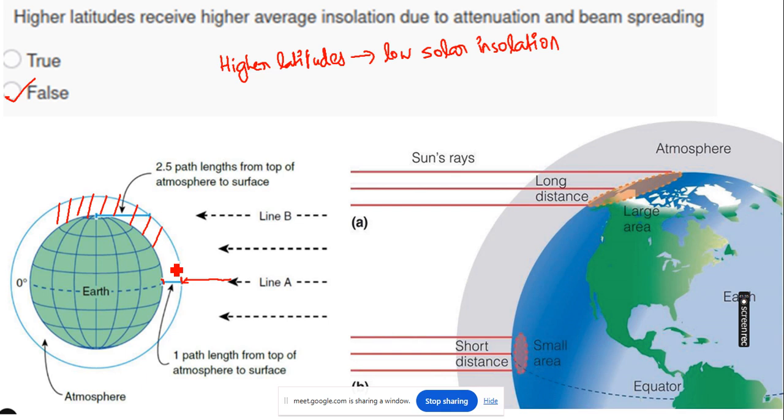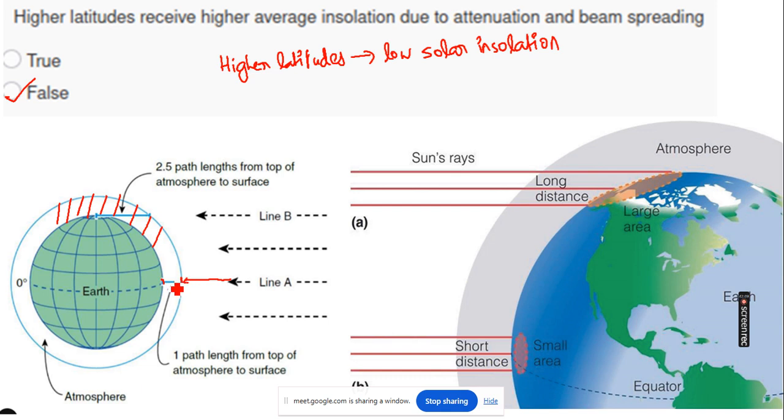As this radiation is passing through the atmosphere, it is interacting with a lot of particles. Because of that, some energy will be reflected back into space, some will be absorbed by the atmospheric particles. Different kinds of things are happening in the atmosphere. So as it passes through, some amount of solar energy is lost due to reflection, absorption, scattering, etc. Because of this, the amount of solar radiation reaching the surface will be less compared to the amount reaching the top of the atmosphere.